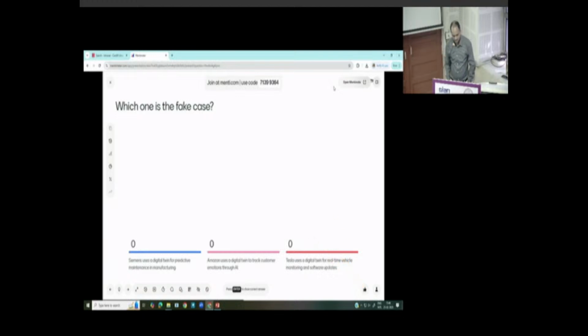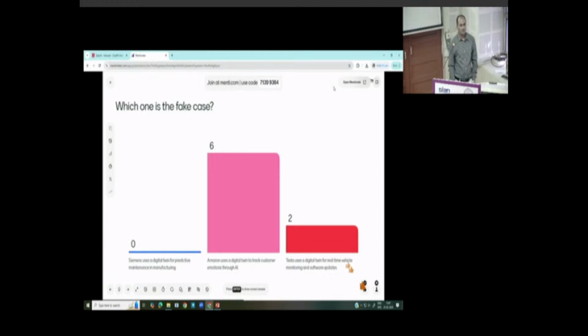Which one is the fake case here? Siemens uses a digital twin for predictive maintenance in manufacturing. Amazon uses a digital twin to track customer emotions through AI. Tesla uses a digital twin for real-time vehicle monitoring and software updates. You want to find out the fake case here. Okay.